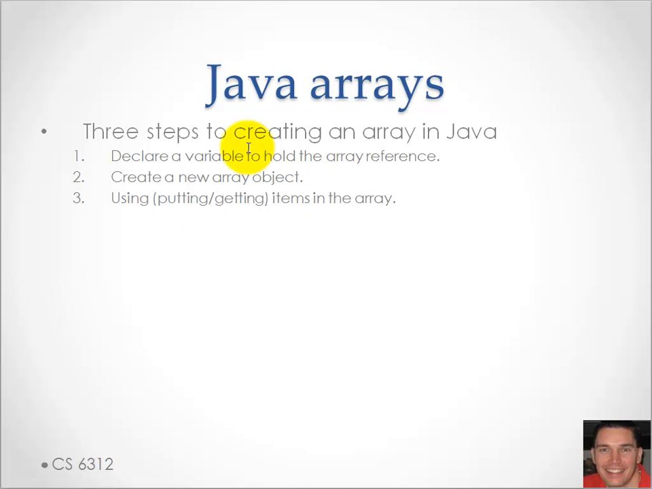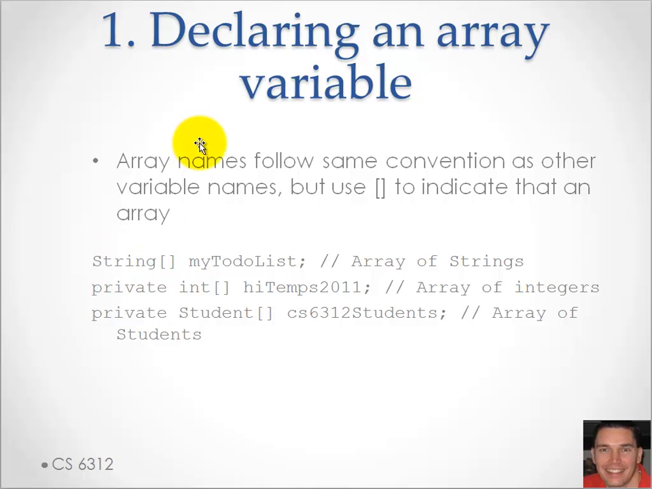So we'll look here at Java arrays and 3 steps to creating an array. One is we declare a variable to hold the array reference. Then we create our new array object, and then we put and get elements out of our array. As far as declaring an array, names follow the same convention as other variable names, but we use the brackets to indicate that it's an array. So here are 3 different arrays. We've got a string array, my to-do list. We have an integer array, the high temps for 2011, and we have an array of student objects called CS6312 students. So this is declaring an array variable.